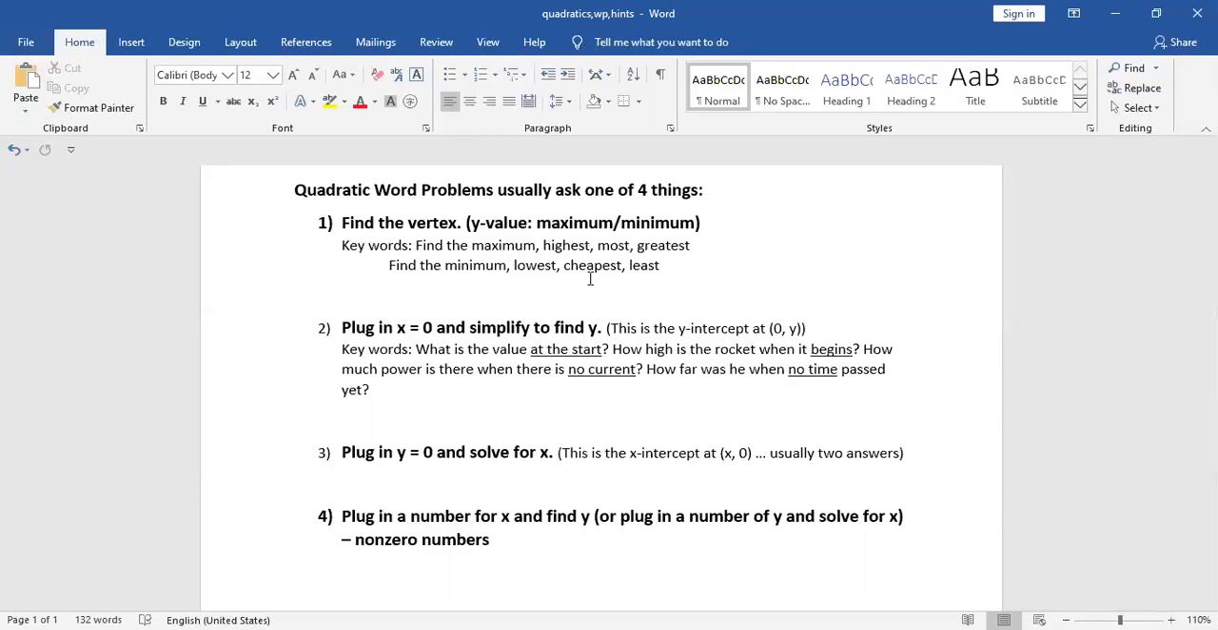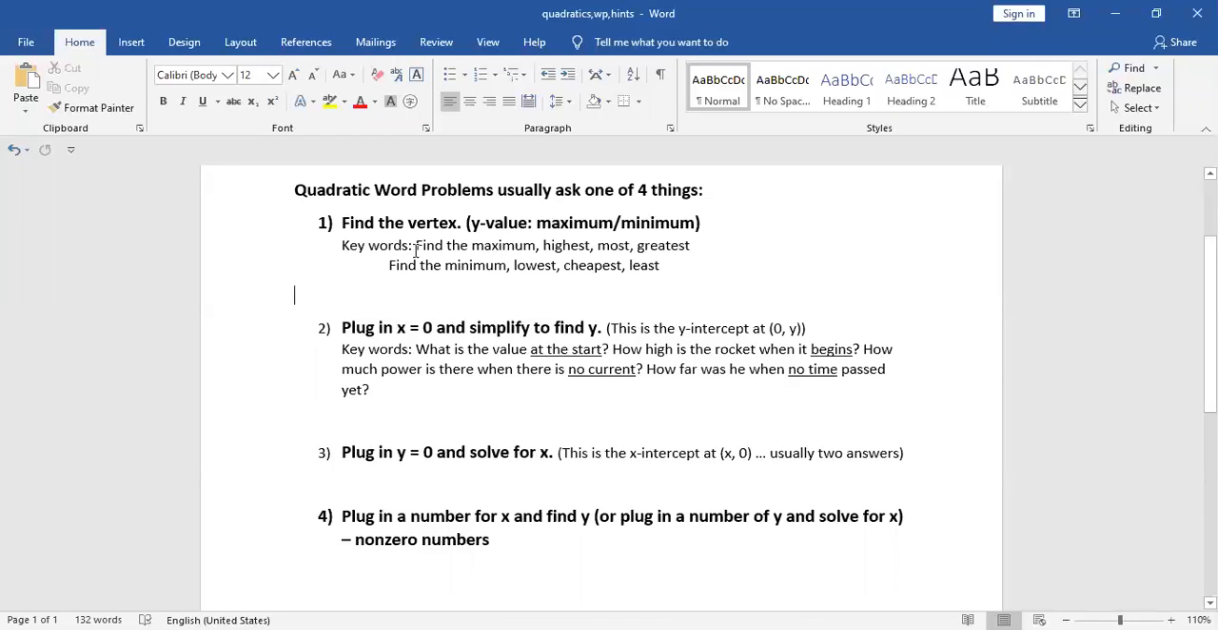So we're going to talk about how to solve quadratic word problems. Quadratic word problems usually ask one of four things. And if you know that, then you can find out what they're asking by looking for one of these four things. So the first thing that they often ask for is for you to find the vertex.